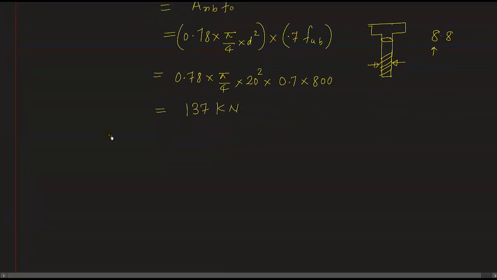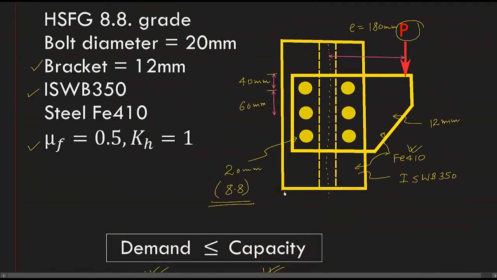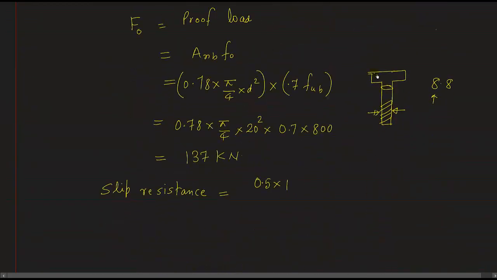Now we can calculate slip resistance. So slip resistance is equal to mu f, that is given 0.5, Ne. So there is only one effective shear plane. If you see in this situation, this is the plate and this is another column flange. So between these two, there is only one interface that is under shear. So we can put this value n equal to 1.